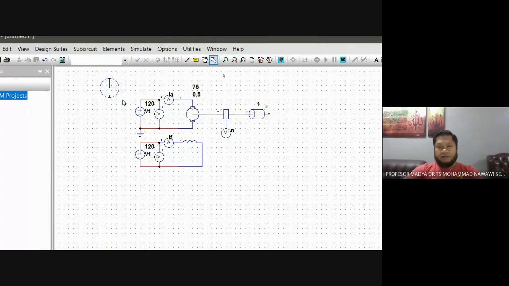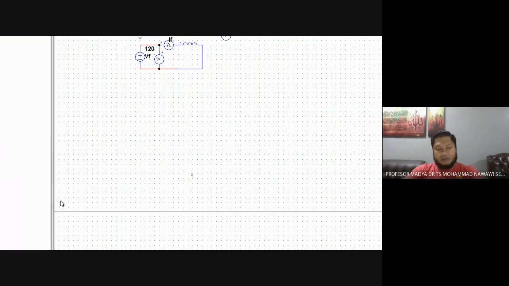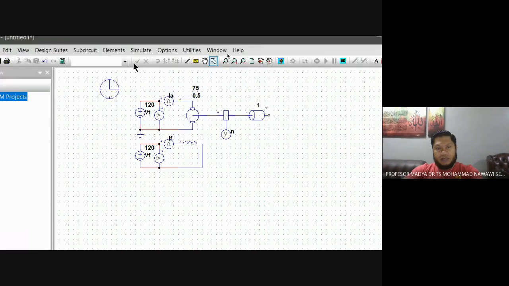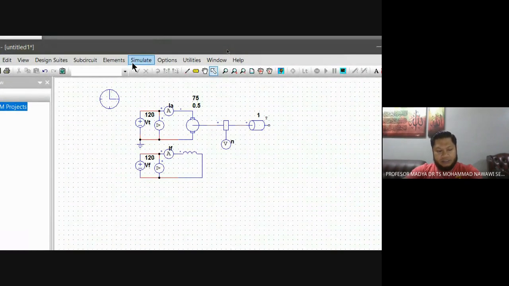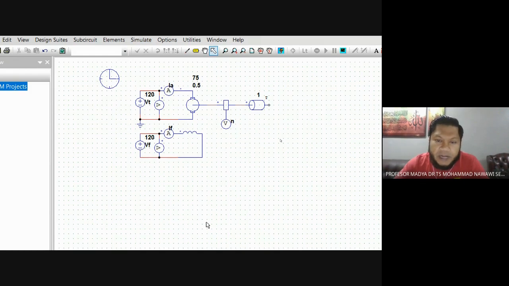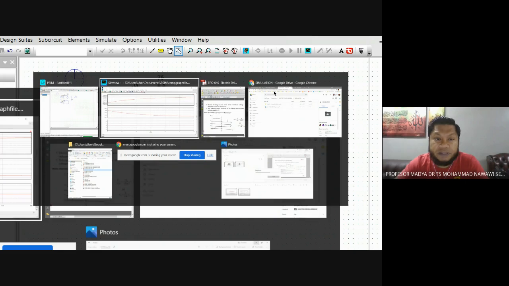1200 RPM. Never mind. So that is how you're going to simulate the circuit. Don't worry, I'm going to share this video recording session with you. So do it slowly. Try it yourself. Start from zero, from a blank document here. Repeat the steps that I did with you. Then try to simulate. And we know that the speed is 1200 RPM.